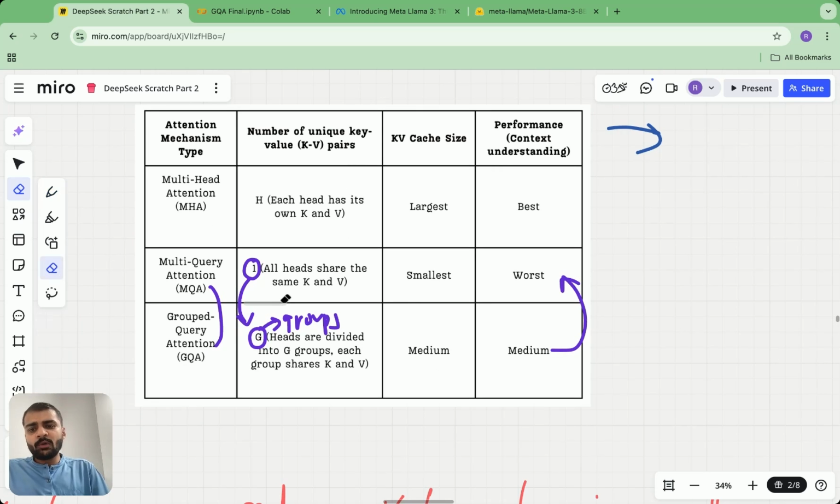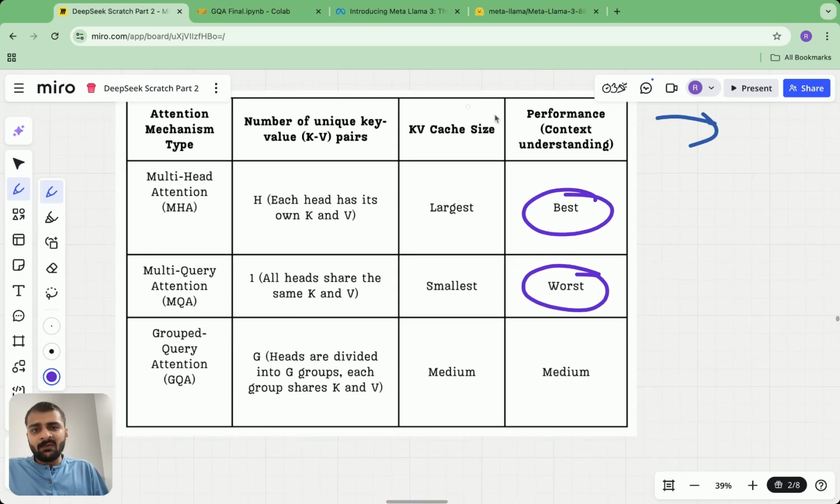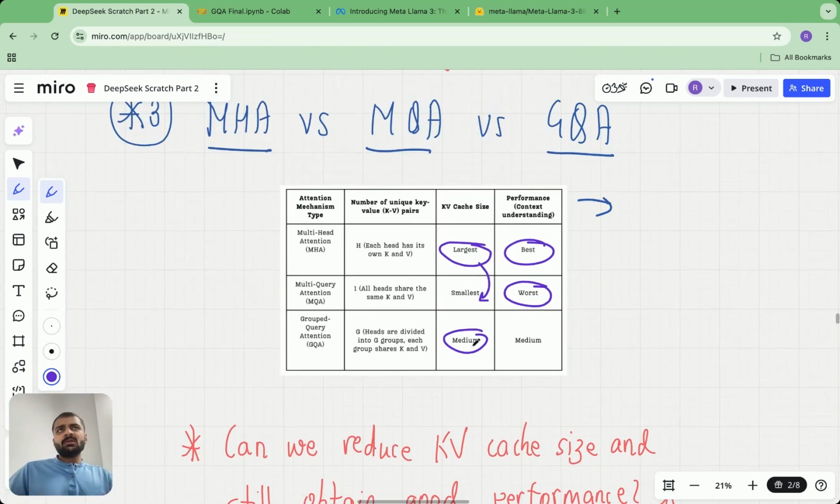And if you compare all of these three together, multi-head attention versus multi-query versus grouped query, you will see that in terms of performance and context understanding, multi-head attention performs the best and multi-query performs the worst. Similarly, in terms of KV cache size, multi-head attention has the largest KV cache size, MQA has the smallest, and grouped query lies somewhere in the middle. The main conclusion of the lecture is that GQA tries to optimize both. So in terms of performance and in terms of memory, it lies in the middle between multi-query attention and multi-head attention.